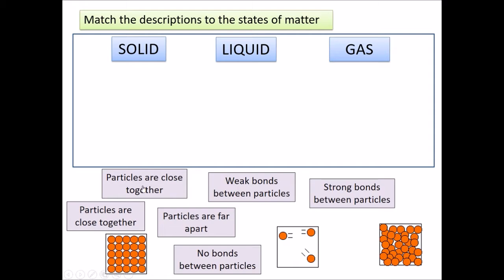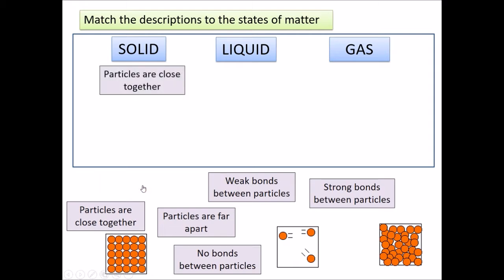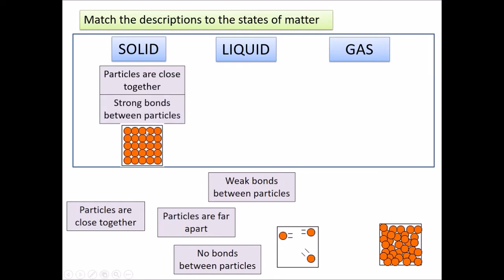So in a solid, the particles are close together and there are strong bonds between them, so they're in a fixed pattern. So this particle here can't fall off the side, it will stay in the same shape, okay, because there are strong bonds holding it on to the edges.